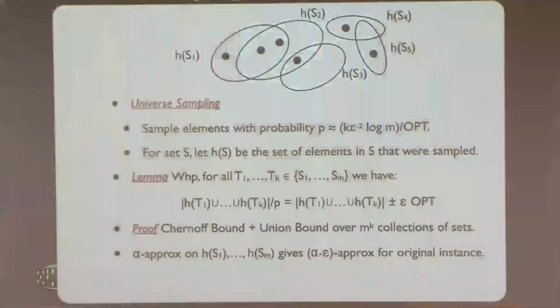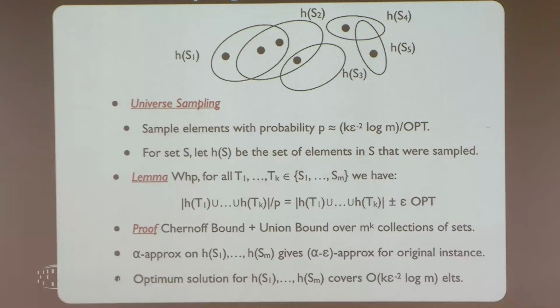So as I say, an alpha approximation to the subsampled universe gives you an alpha minus epsilon approximation to the original instance. And what's nice about this is that if you're subsampling at this rate, you can assume not only are all the sets pretty small, but you can assume the optimal solution is small. The optimal coverage will be k times 1 over epsilon squared times log m, which of course implies all those sets making up the optimum solution are small. But if we want to fully leverage this, we'll want algorithms whose space depends on the size of the optimum solution rather than the size of the individual sets.